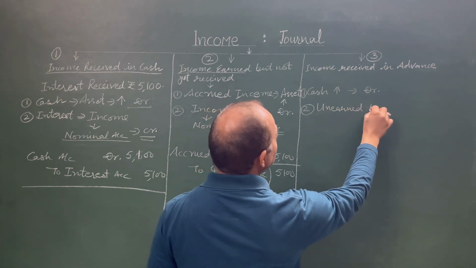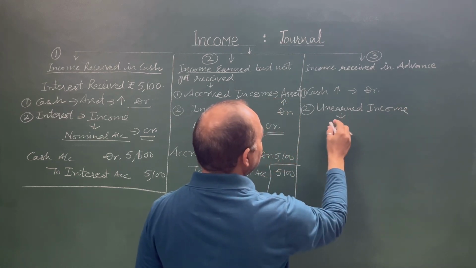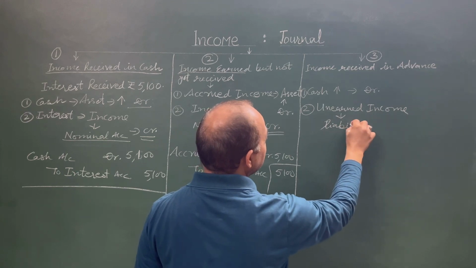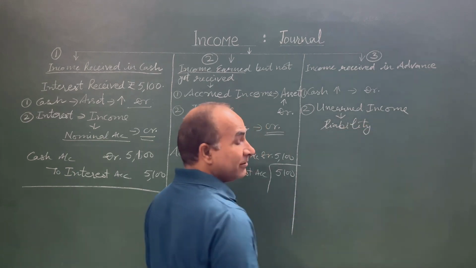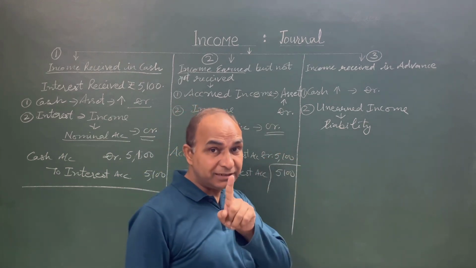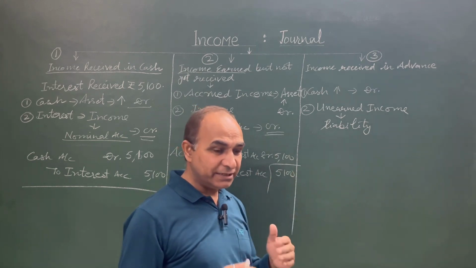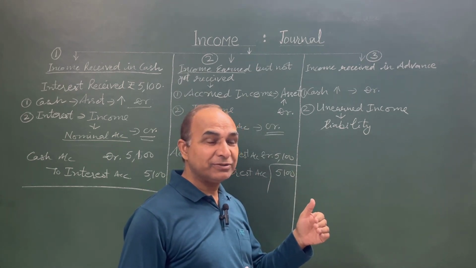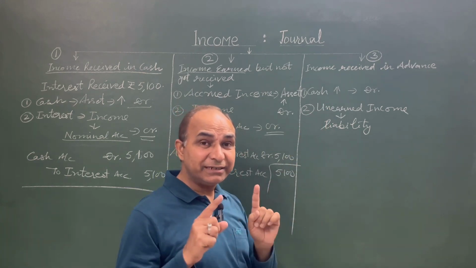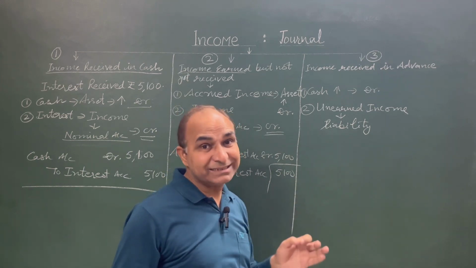Unearned income. See friends, according to the modern approach, unearned income is our liability. Why is it our liability? If we don't work for this income, we have to return it. Understand? If we have not worked for it in the future also, then we need to return that amount. So till the time we don't work for it, it remains our liability, and liability according to the modern approach is always credited, friends.